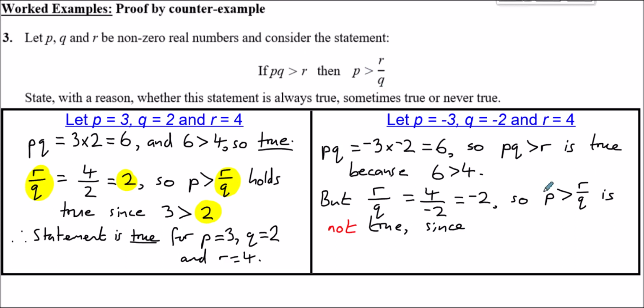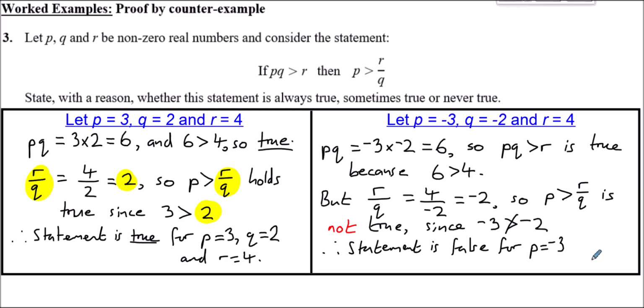Since our p, which we said was minus 3, is that bigger than r over q, if r over q is minus 2? Is minus 3 bigger than minus 2? No, it's not. That isn't the case. So therefore, in this case, the statement is false. So we just say the statement is false for these conditions: false for when p is minus 3, q is minus 2, and r is 4.